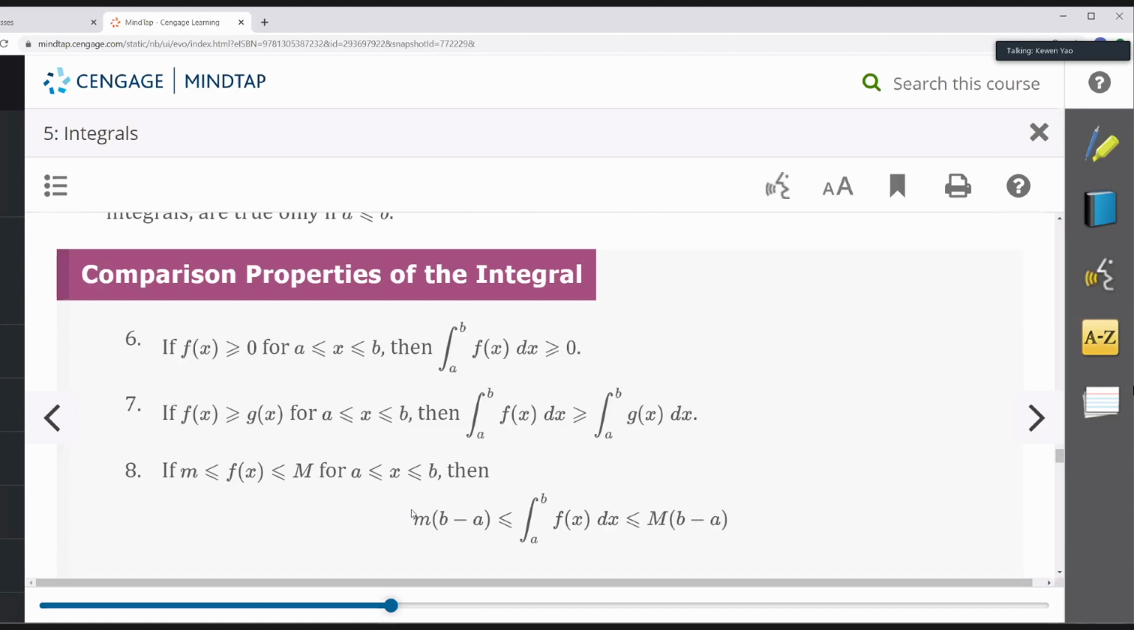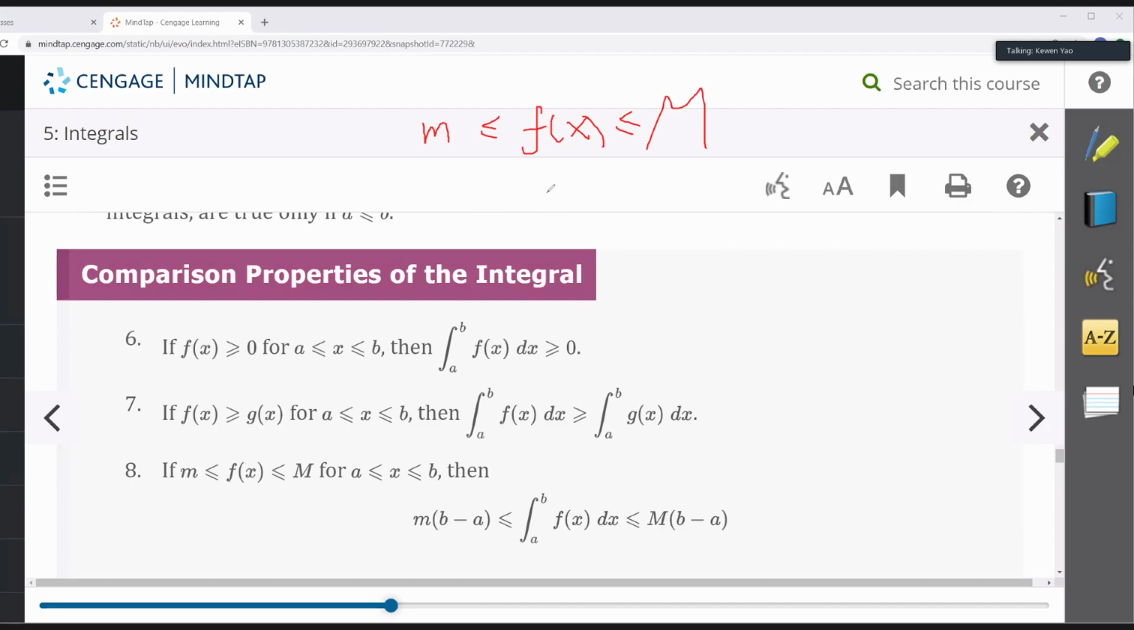Now, this is: f(x) is between m and M. Then the integral is between two values. Let's show property number 8. Why does it hold? See, f(x) is between two numbers, lowercase m and capital M. So now we can use the property number 7.